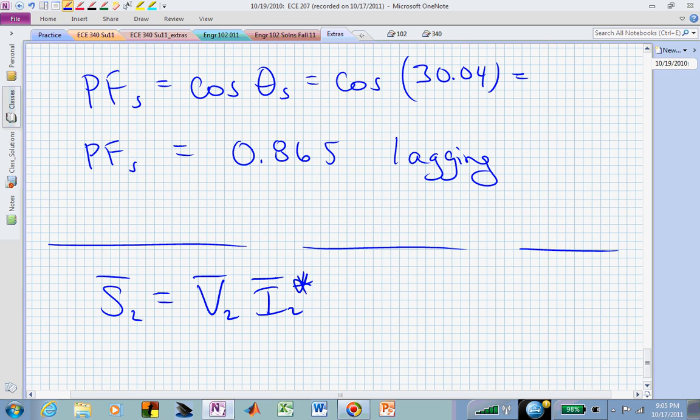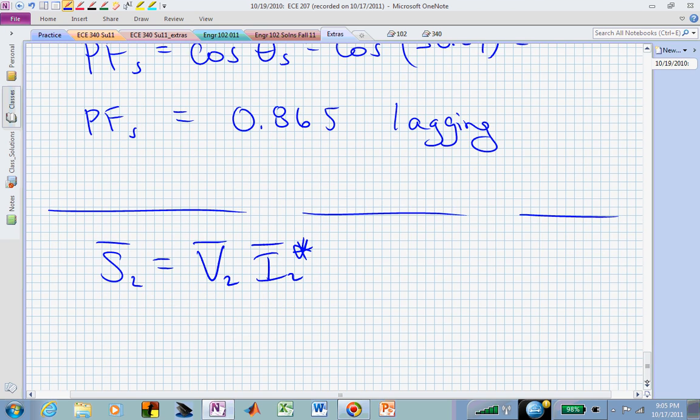Now that we have V times I star, we can write that in other ways. We could say that this is now V times, or what is the voltage? We could say that the voltage is Z sub 2 times I sub 2, and that's times I sub 2 star.